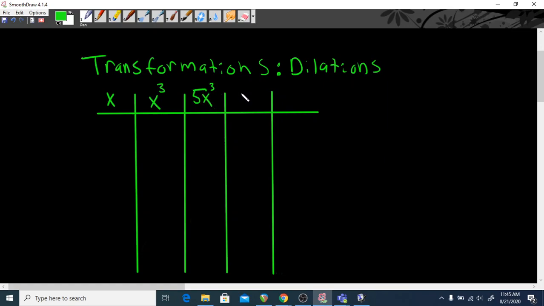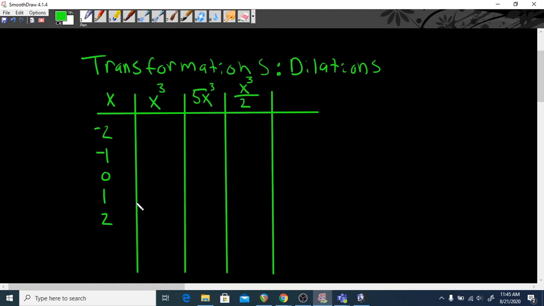And then let's compare that with, I don't know, x cubed divided by 2. Okay. So let's pick some numbers. Let's see: -2, -1, 0, 1, 2.